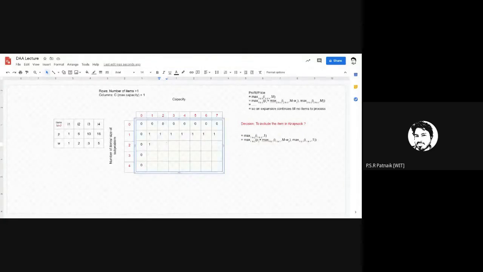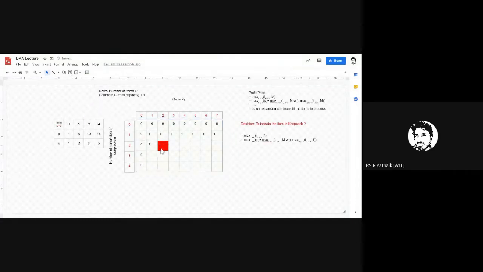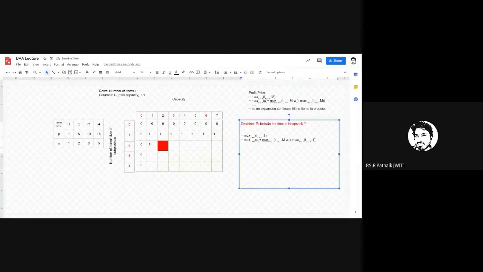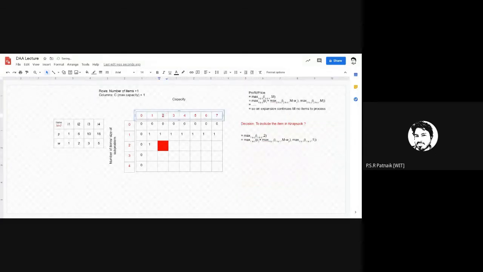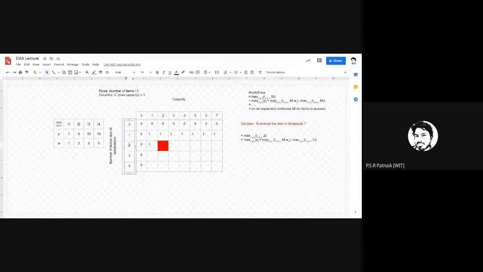So when I solve for this location, let me highlight it so you will understand clearly which location we are solving. Now I am solving for this location. If I include it for this location, items are still 1 to 2, and the maximum sack capacity here is 2. This is my maximum sack capacity, 2. So if I include that, there are two solutions. By including this item, what is the profit I get? If I exclude this item, what is the profit I get?